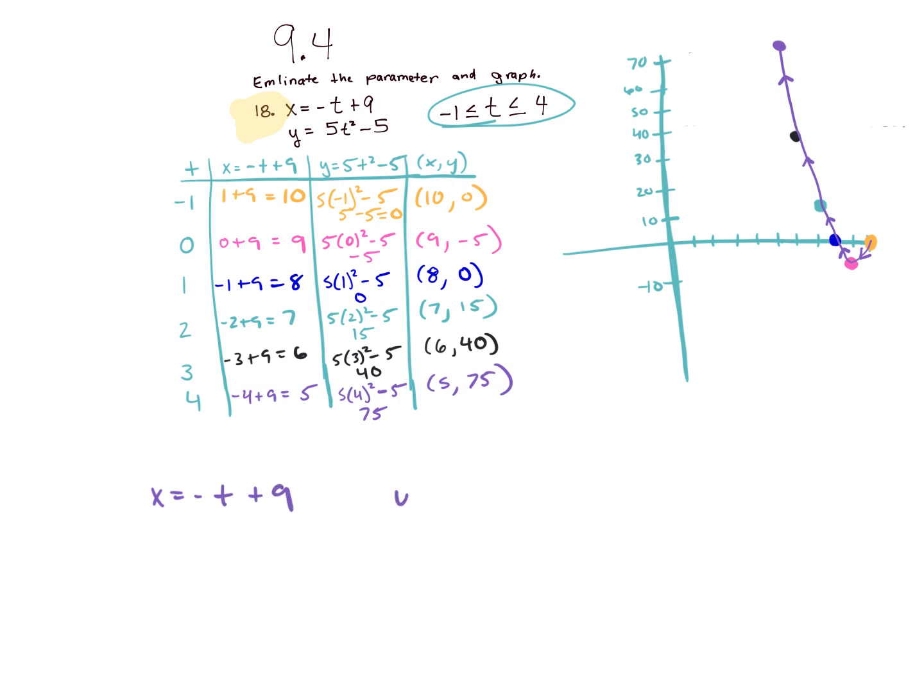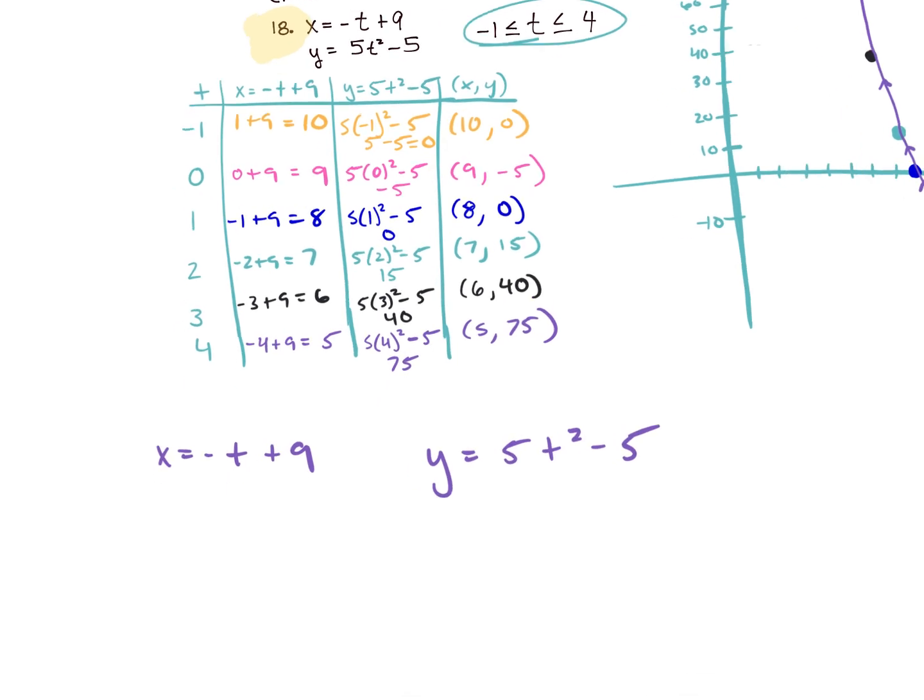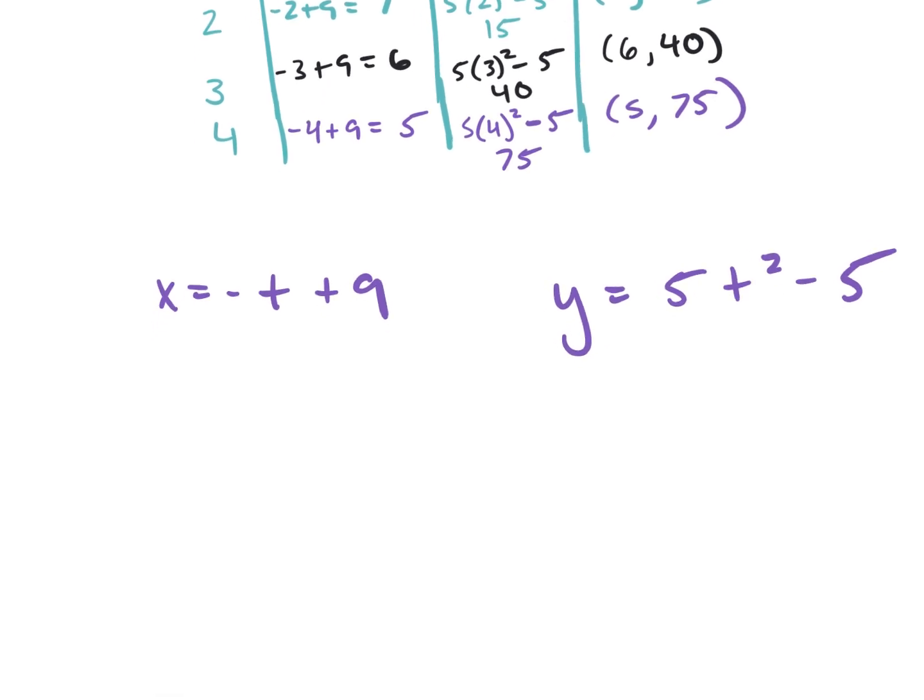Next, we're going to eliminate the parameter. So I'm just writing our x and y down here at the bottom. Which equation do you think would be easier to get t all by itself? The x equation. So let's solve for t in our x equation. We can subtract 9 on both sides. So we get x minus 9 is equal to negative t. What would we do next? Divide by negative 1. So we would get t equals, turns into a plus 9 and a negative x, so 9 minus x.